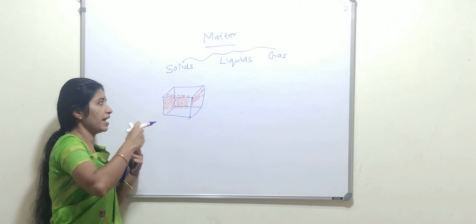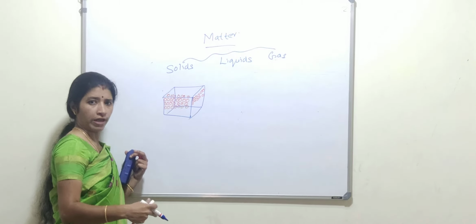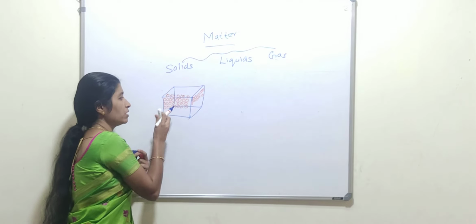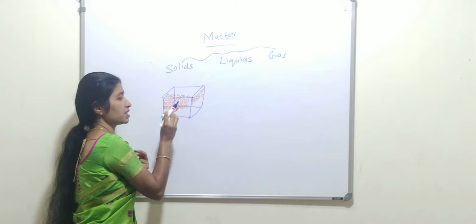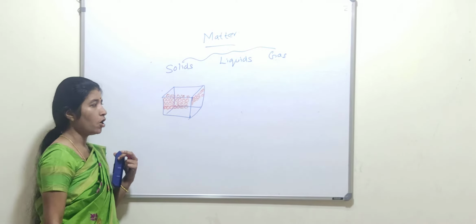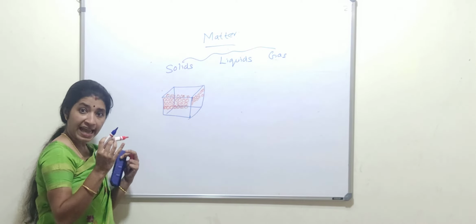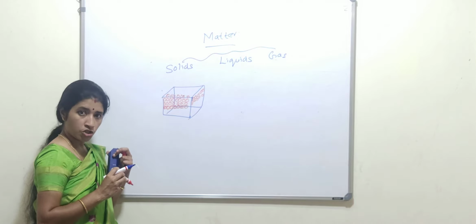There is no space available to them to move freely. They can move only about their mean positions. They can vibrate within their mean positions. They cannot move anywhere freely. These molecules are so tightly packed in the case of solids.